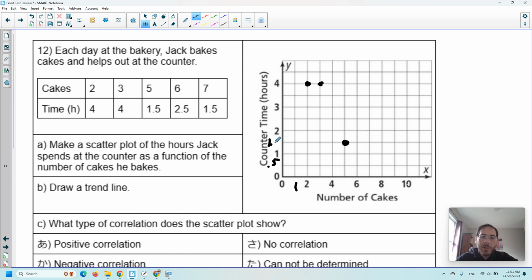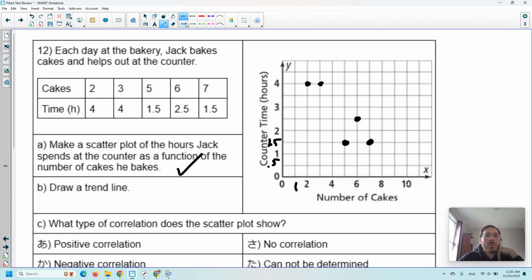These are going up by 0.5, so I have to be a little careful. 6 cakes, 2.5 hours, and then 7 cakes, 1.5 hours. All right, well, that's part A. That seems pretty easy. That should be an easy point. Part B, draw a trend line.